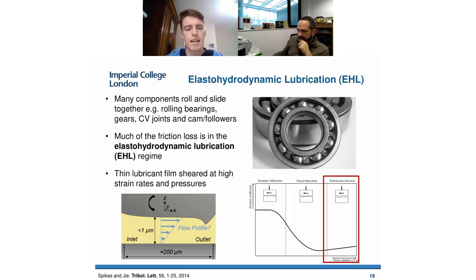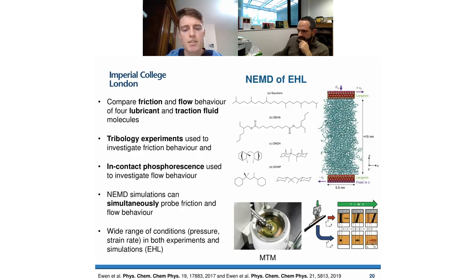And essentially, what we did in this study was compare to some NEMD friction experiments. So this is a rolling-sliding friction experiment with a ball and a disc with separate motors to get any slide-roll ratio that you want. And what we did was compare the friction from experiments and from NEMD simulations of traction fluid-like molecules, which are these bulky ones in the middle.